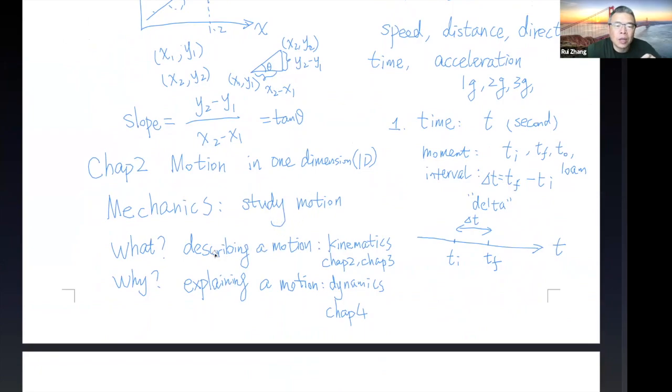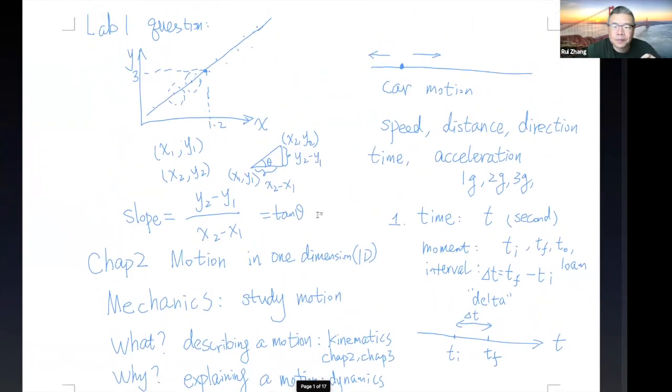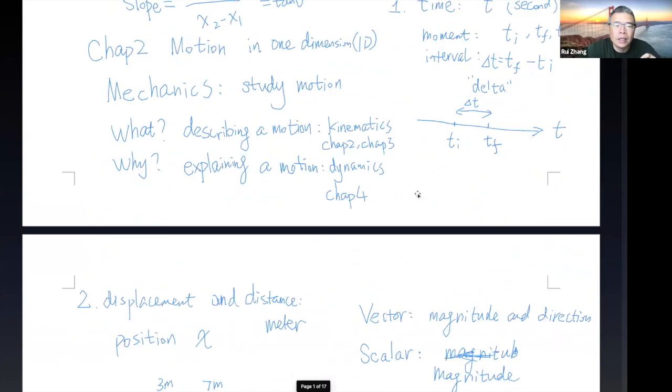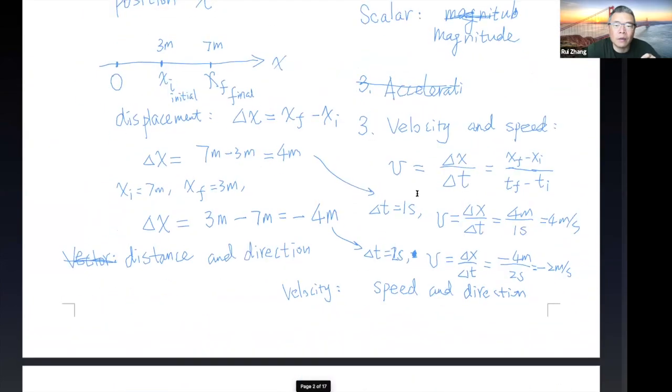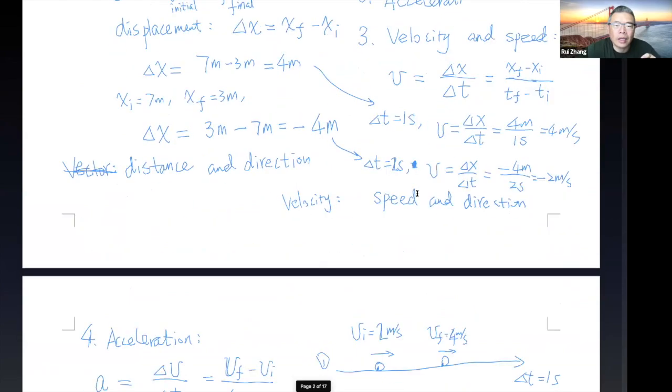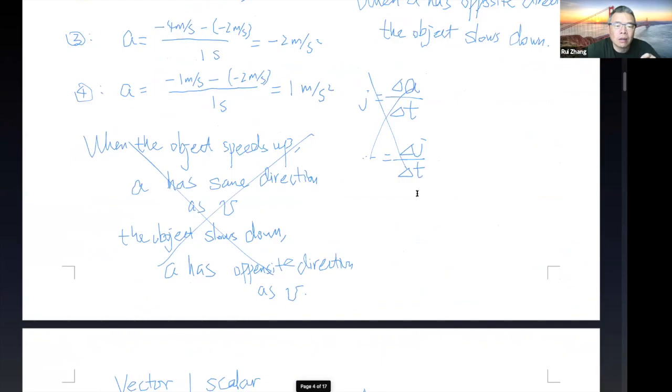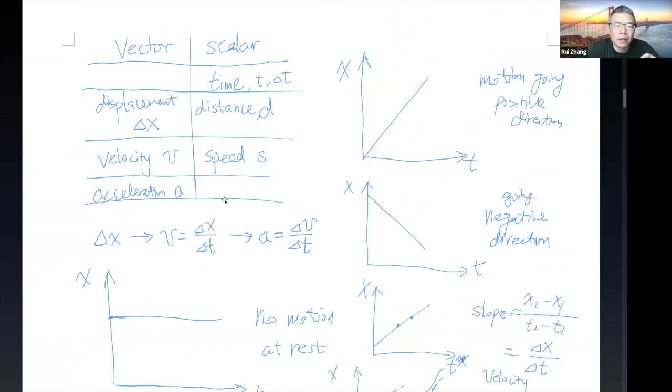So we will start from talking about describing a motion, which is called kinematics. And then after that, we'll go to explaining motion, which is dynamics. So in order to describe a motion, we introduce a couple of quantities: time, displacement, velocity, and acceleration. They can be summarized like in this here.